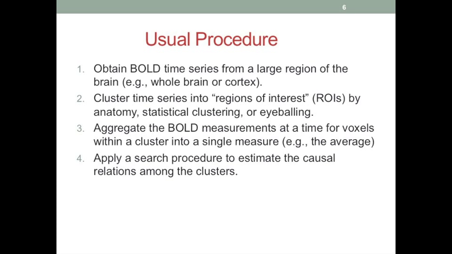So the usual procedure is to get BOLD time series for the whole cortex or part or the whole brain, and then to cluster the time series into regions of interest or ROIs by using anatomy or statistical clustering or eyeballing, and eyeballing is used a lot. Then to aggregate the BOLD measurements at a time for voxels within clusters into single measurements, say the average over the cluster or the first principal component over the cluster, to get a time series for each ROI or cluster, and then to apply a search procedure to estimate the causal relationships among the clusters.